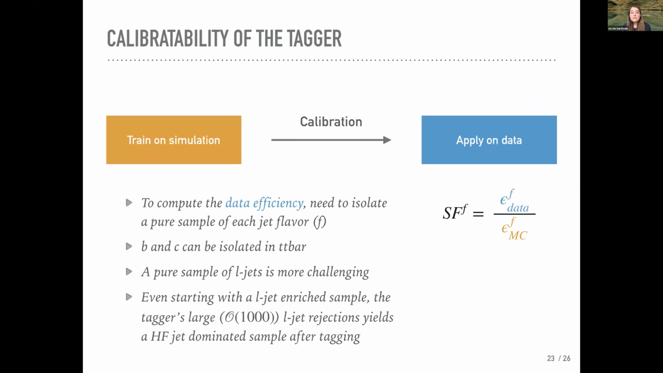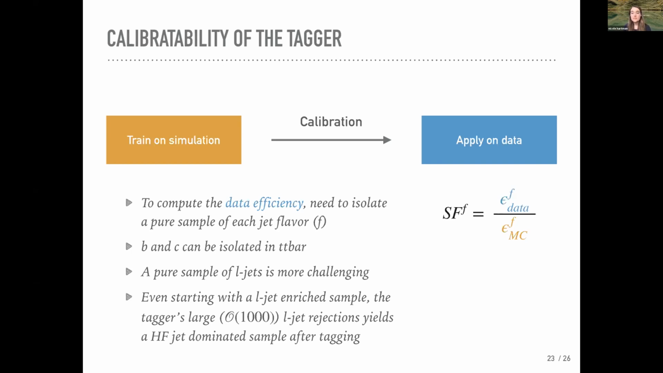And then the final topic that I wanted to mention today is the impact of putting such a tagger into our existing workflow. So we train the taggers on Monte Carlo simulation, but then apply them to data. And to accommodate for this domain adaptation, we compute scale factors, or ratios of the efficiency in data divided by the efficiency in Monte Carlo. And we do this for each of the jet flavors. So we need to isolate a pure sample for each jet flavor to do this.